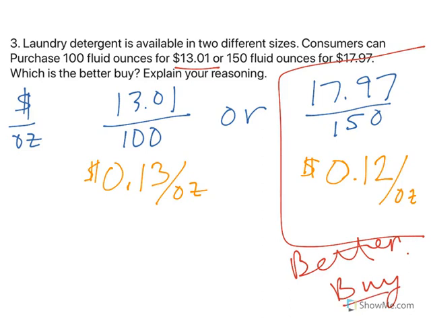And that is super important if you're shopping and such. If you can afford the extra $5 at the time, it's going to last you longer and it's going to be cheaper in the long run. So there you go. Some interpretation of ratios.